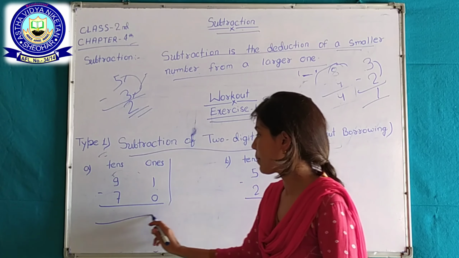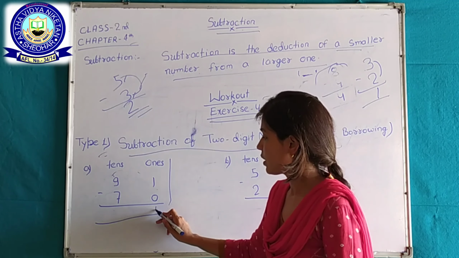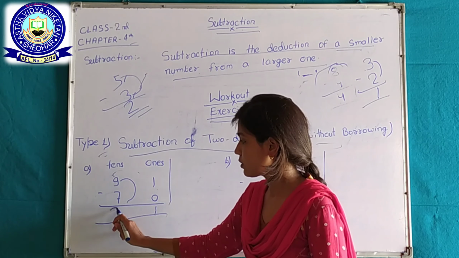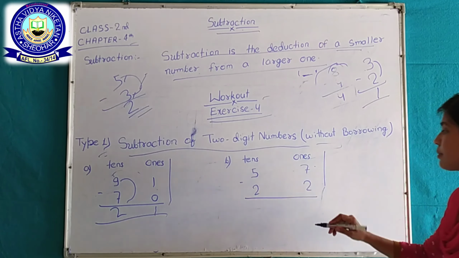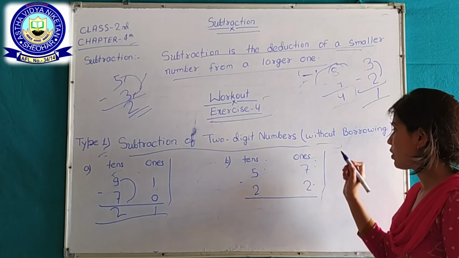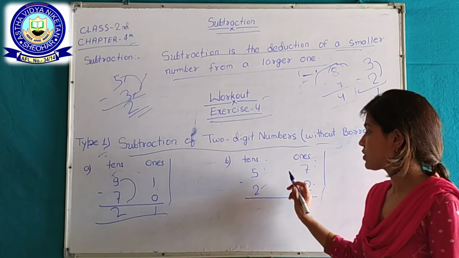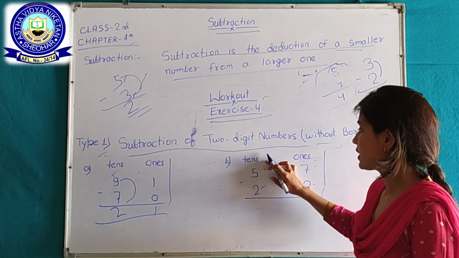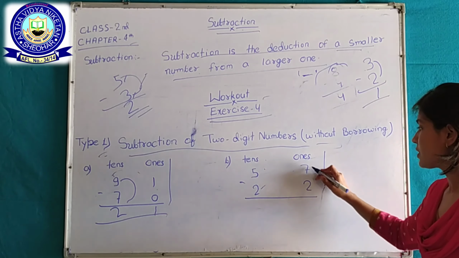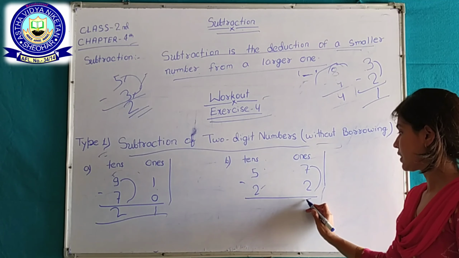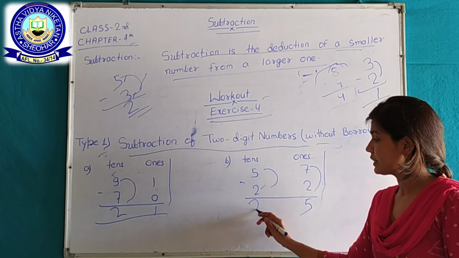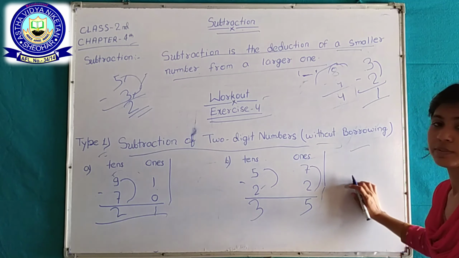When we subtract 1 minus 0, we get 1. When we subtract 9 minus 7, we get 2. There is 7 in 1's position and 5 in 10's position. This 2 is in 1's position and this 2 is in 10's position. We have to subtract without borrowing. 7 minus 2, we get 5. And when we subtract 5 minus 2, we get 3. This is your type 1.